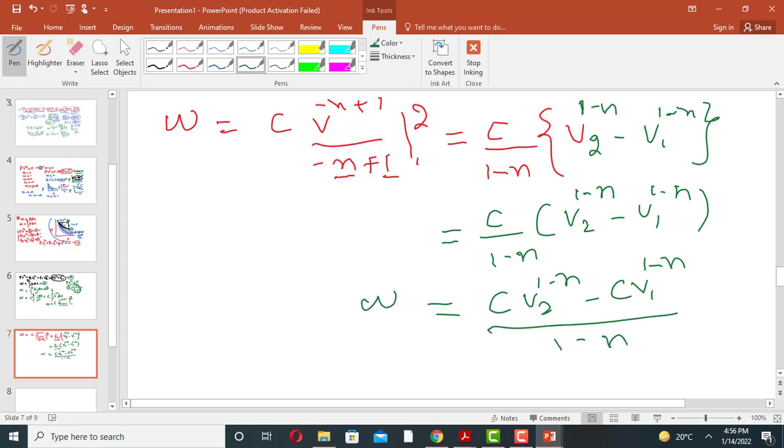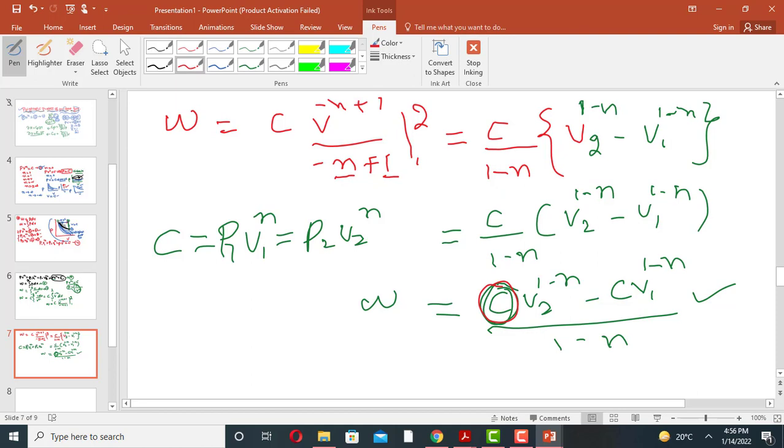Now this is called the polytropic work. Now this C is nothing but P1 V1^n, which is equal to P2 V2^n. So in place of this C, we will write P2 V2^n. Similarly, in place of this C, we will write P1 V1^n.